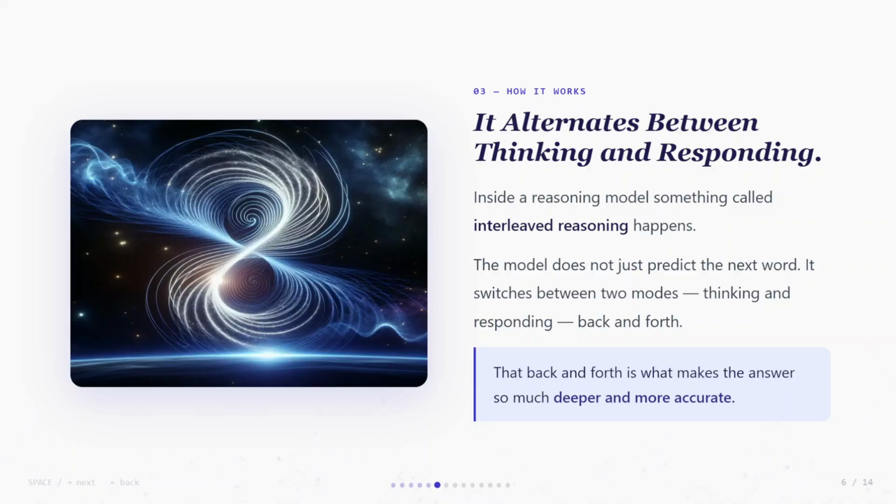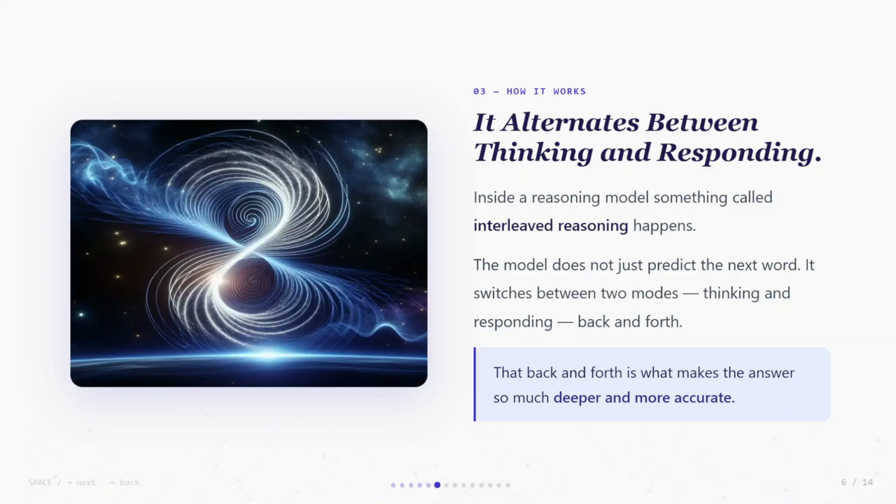Inside a reasoning model, something called interleaved reasoning happens. The model does not just predict the next word. It alternates between 2 modes. First, it thinks. It generates internal steps, considers different angles, checks its own logic. You sometimes see this as a scratch pad showing its work.